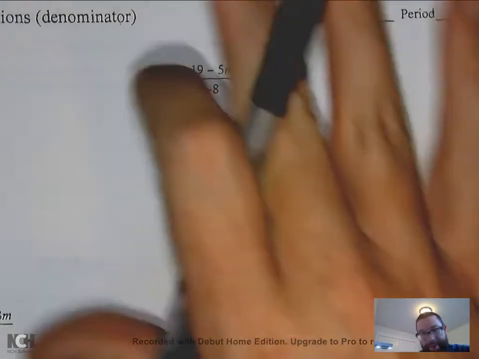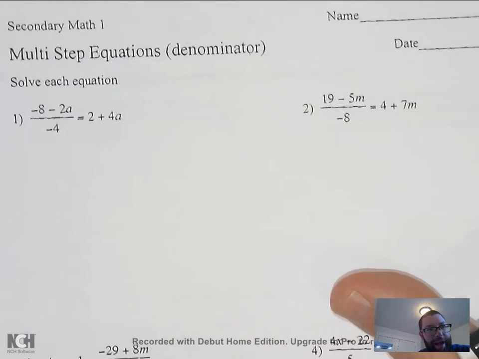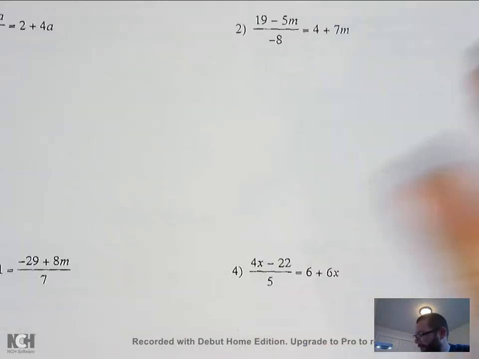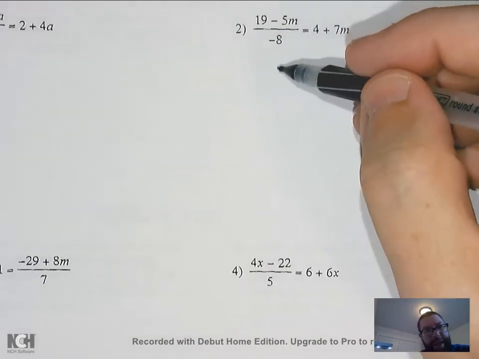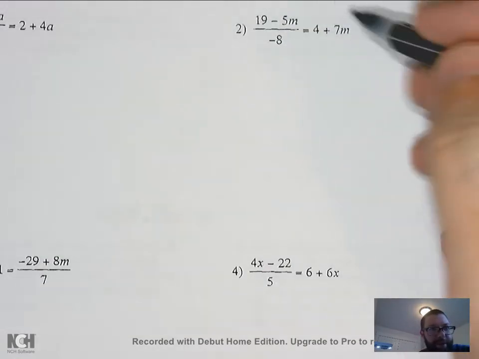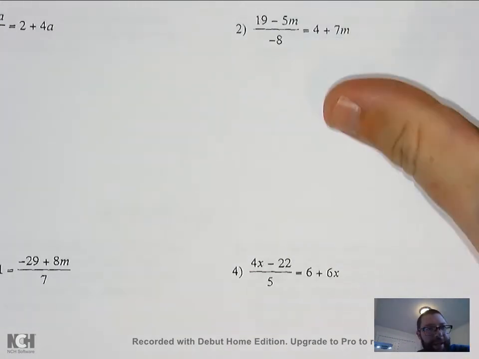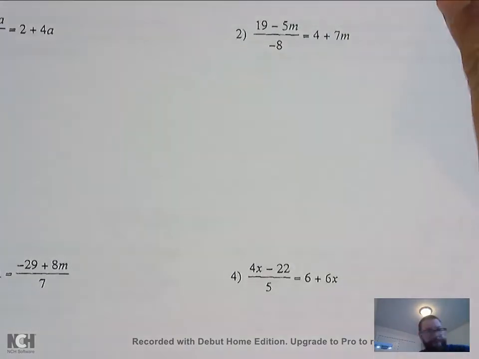Today we're going to be talking about multi-step equations, but more specifically equations that have a denominator on one side, variables on both sides, and more than one term on both sides, which makes it a little bit complicated, right?